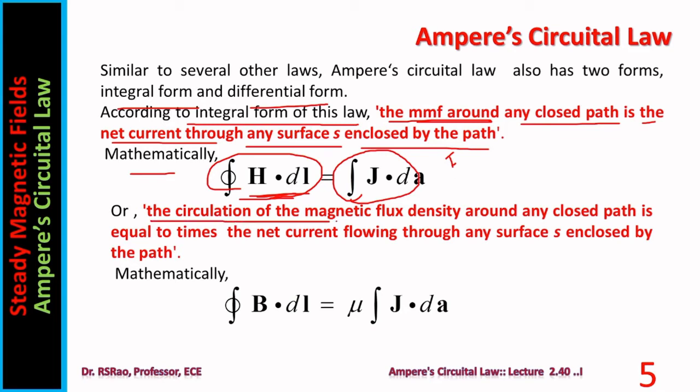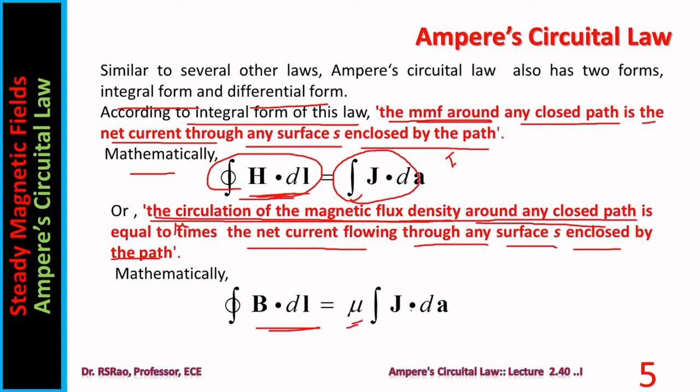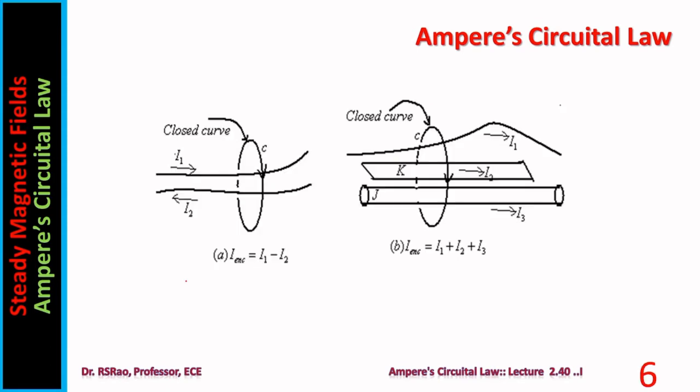This can be stated in another way also. The circulation of magnetic flux density around any closed path is equal to mu times the net current flowing through any surface enclosed by that path. Here, mu is required to be there. It is this circulation around a closed path. It is mu times integral of J.dA. J.dA means current.